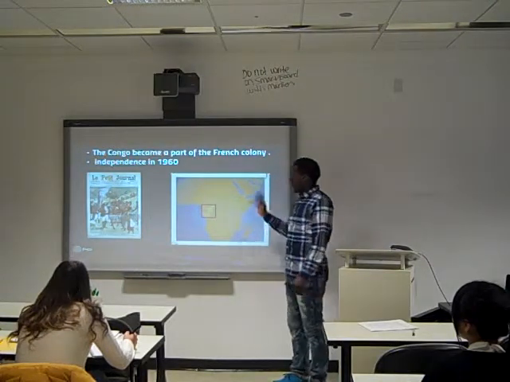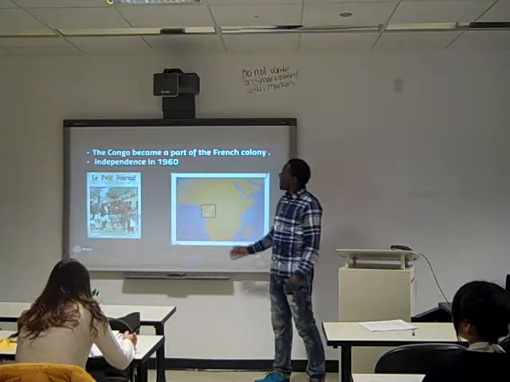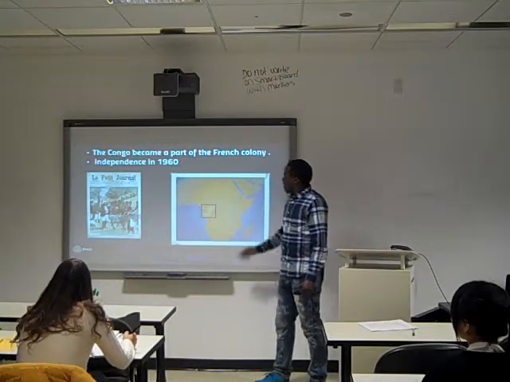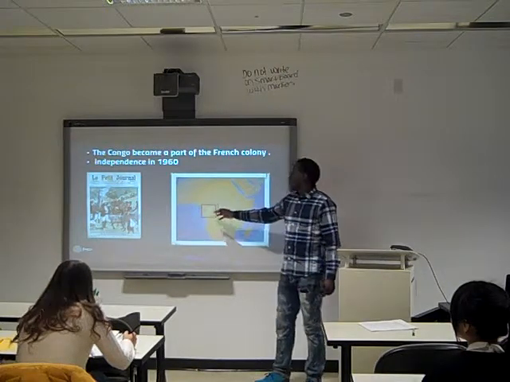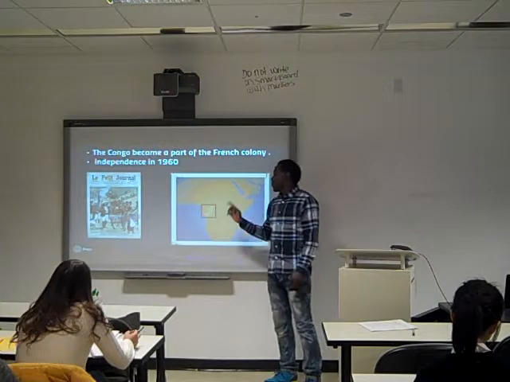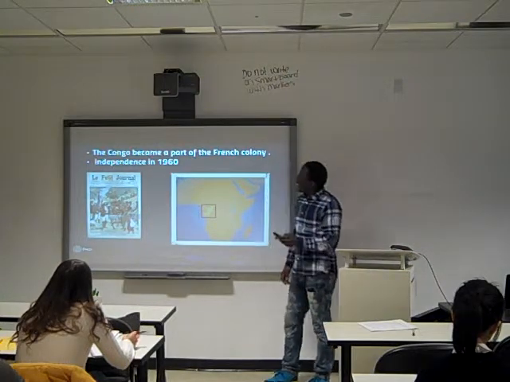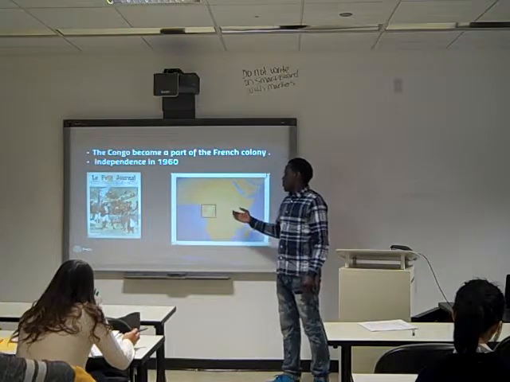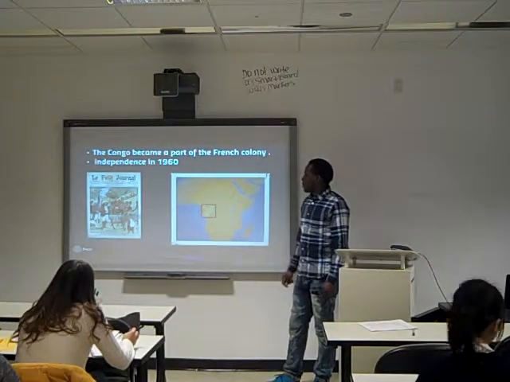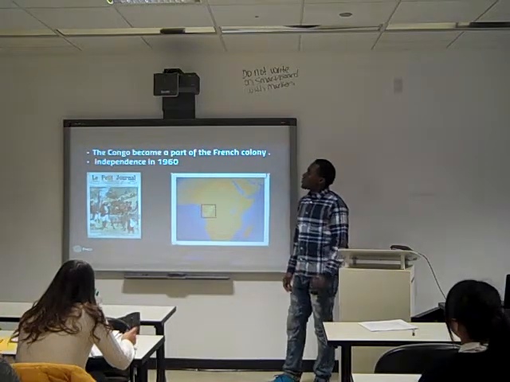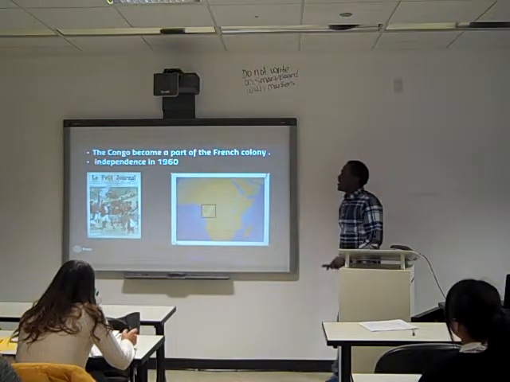And this is Congo. It became a part of a French colony. As you can see on the map here, it's a very small country. It's located in central west Africa. And once the country became a part of a French colony, it gained independence in 1960.